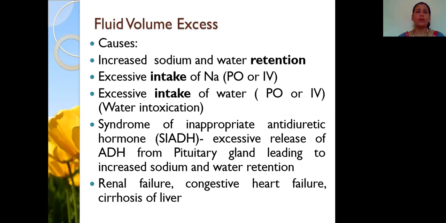Now, the causes of fluid volume excess: increased sodium and water retention in the body, and excessive intake of sodium, that may be by per oral or intravenous route, and excessive intake of water, which can also be from per oral or intravenous route, and which causes water intoxication, and syndrome of inappropriate antidiuretic hormone. Excessive release of ADH from the pituitary gland leads to an increase in sodium and water retention, which can also cause hypervolemia. Similarly, renal failure, congestive heart failure, and cirrhosis of liver can also lead to hypervolemia.